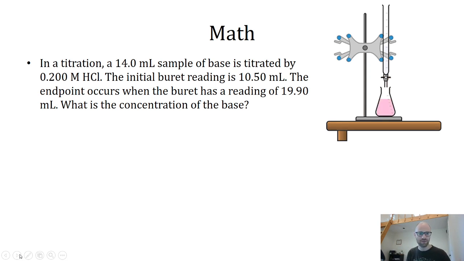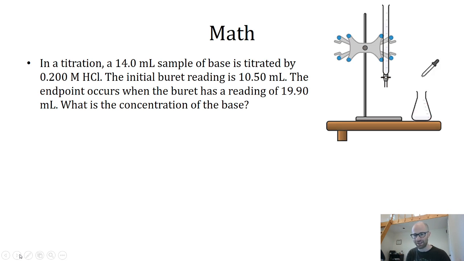So in a titration, a 14 milliliter sample of base is titrated by 0.2 molar HCl. The initial burette reading is 10.5 milliliters. The endpoint occurs when the burette has a reading of 19.90 milliliters. What's the concentration of the base?